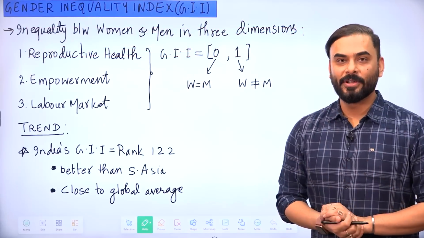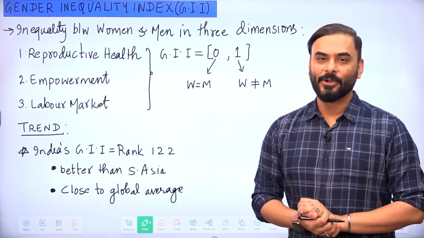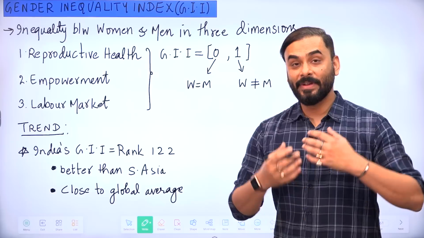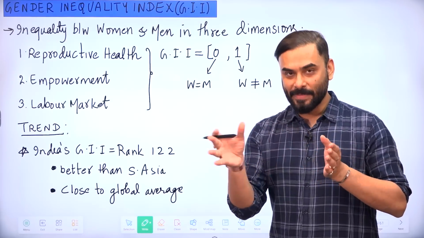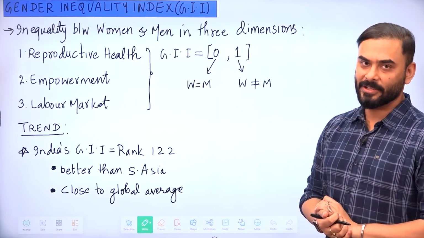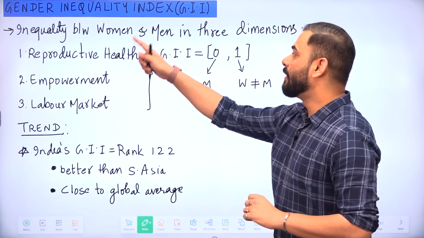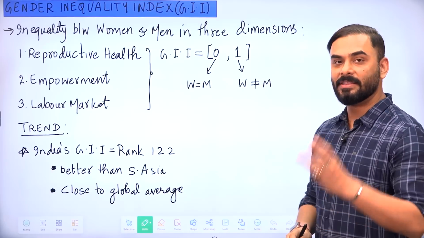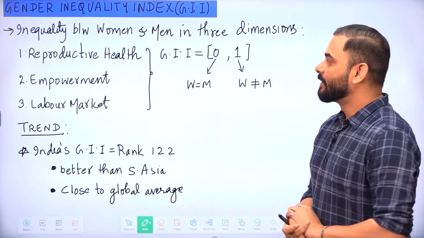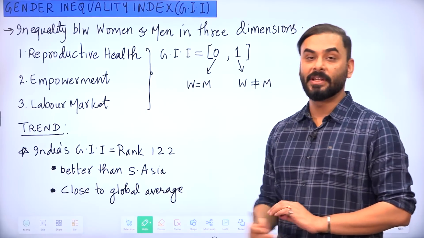Now let us find out how India is doing in terms of gender equality. To find out whether we discriminate against male and female, the gender inequality, we use an index called the Gender Inequality Index. The Gender Inequality Index measures the level of inequality between women and men in three different dimensions of life. The first is reproductive health, the second is empowerment, and the third is labor market.